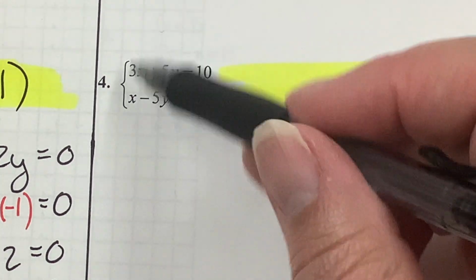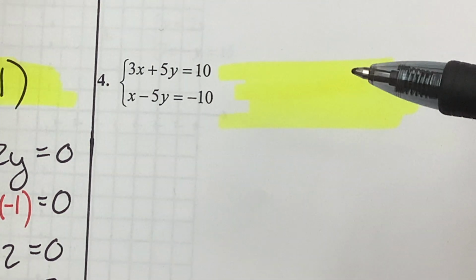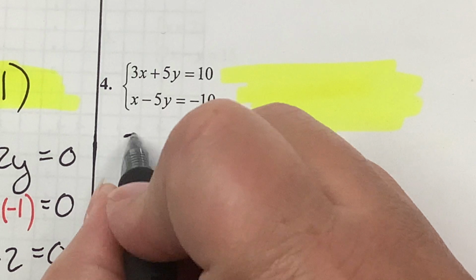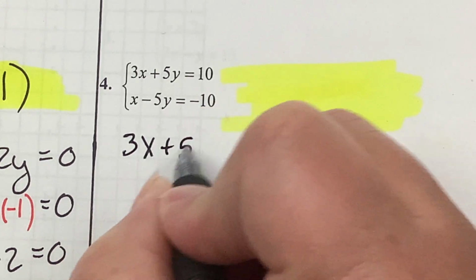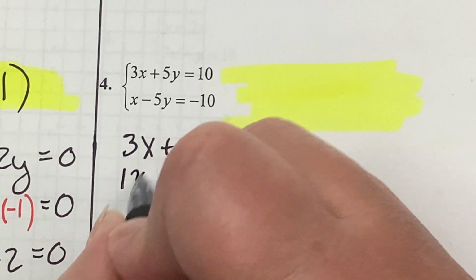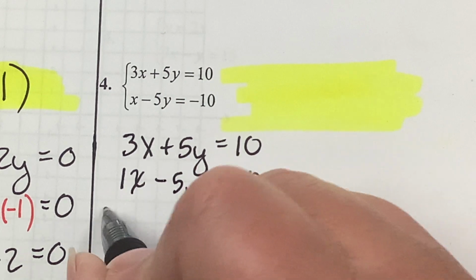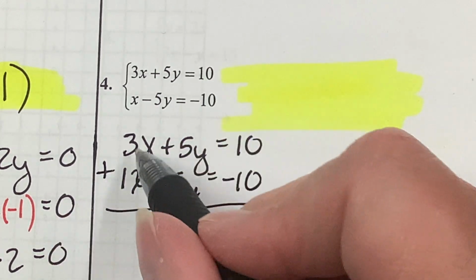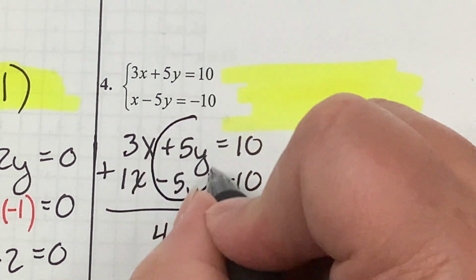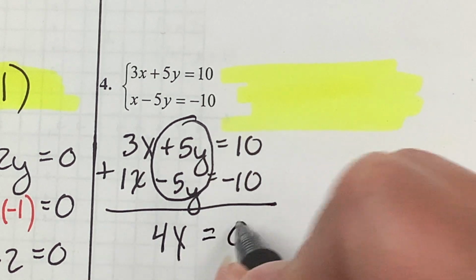Thank goodness. Look, the x's are lined up, the y's are lined up, and I have a +5 and a -5, and I am golden because I don't have to multiply by anything. 3x plus 5y equals 10, and then this is 1x minus 5y equals -10. I can just add those together. 3x and 1x is 4x. 5y minus 5y is 0. Wait a second, 10 minus 10, that's 0 also.